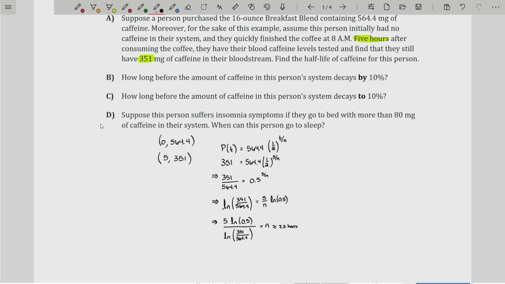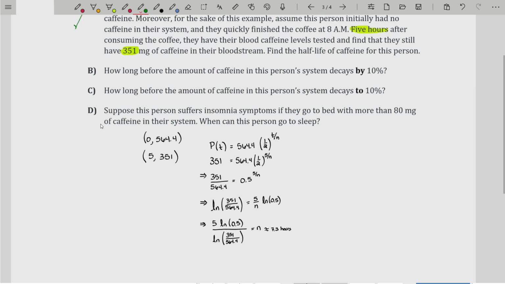Now, it may seem like, man, that's only part A. It's going to take forever to solve this problem. Actually, just enjoy the ride. It's a really fun problem to do. The next 2 parts are exactly what I did in the previous example, which I didn't solve. How long before the amount of caffeine in this person's system decays by 10% and then decays to 10%.